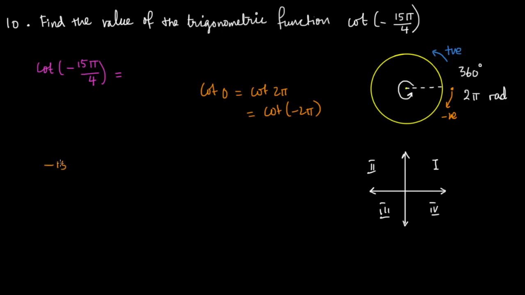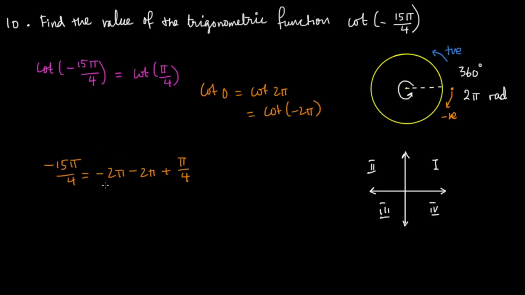So how can we break that? Well, -15π/4 is equal to -2π -2π + π/4. Just do the math and see. Which means cot(-15π/4) is in essence equal to cot(π/4). Let's visualize this on the circle.